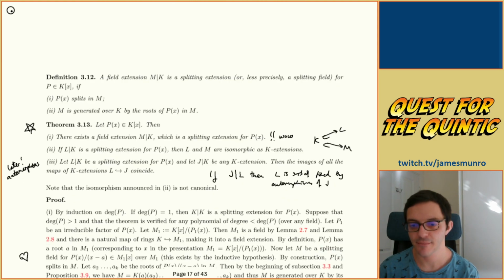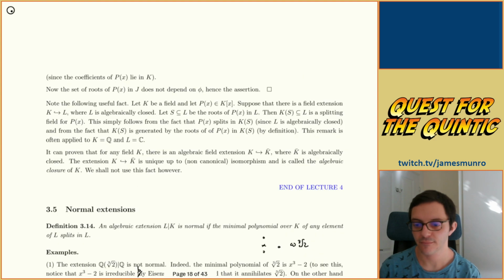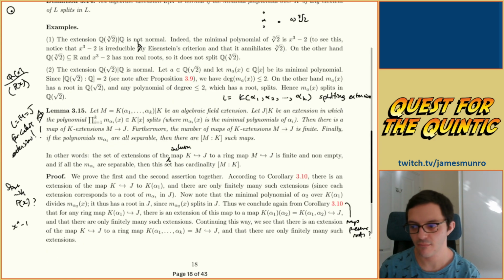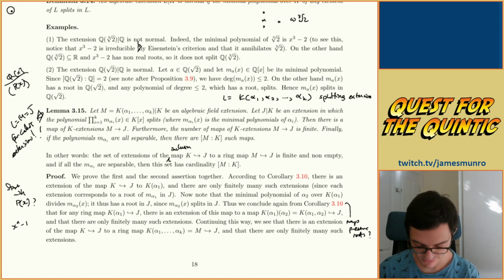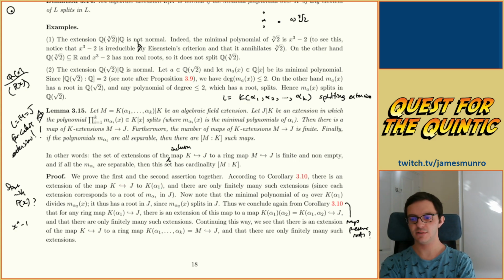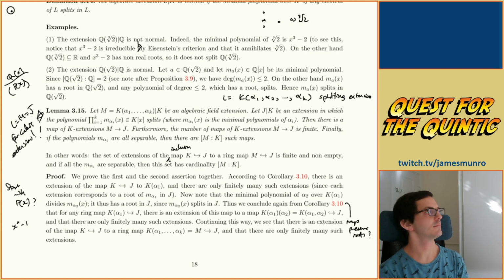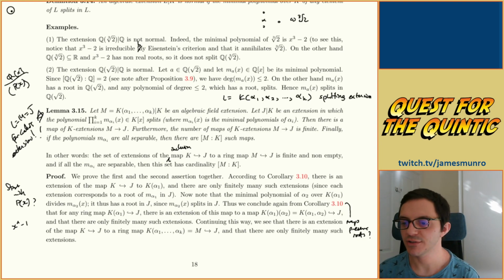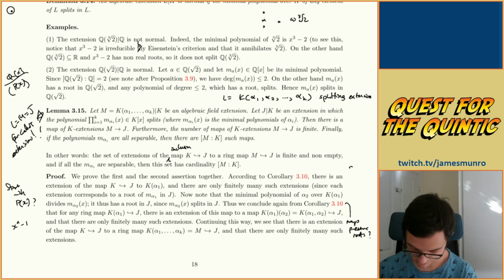Okay, over here. Only finitely many such extensions. You've got to choose where you're sending alpha 1. You've got to send it to a root of the minimal polynomial of alpha 1. Okay, so this is something about sharing minimal polynomials.